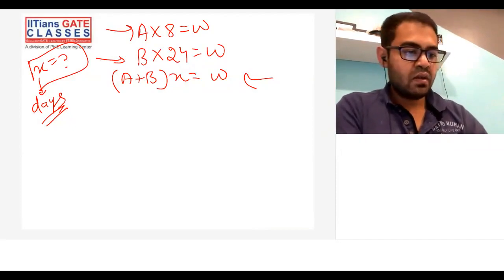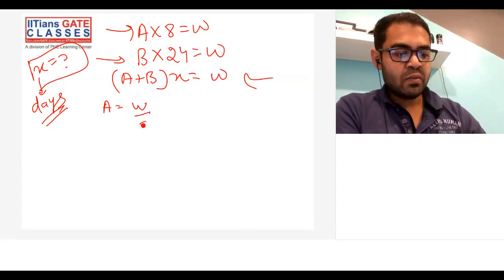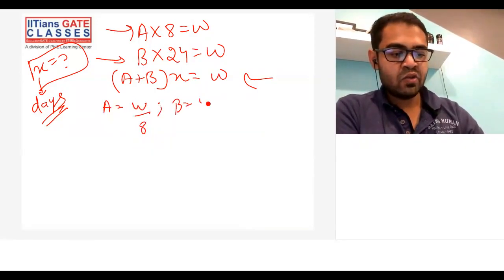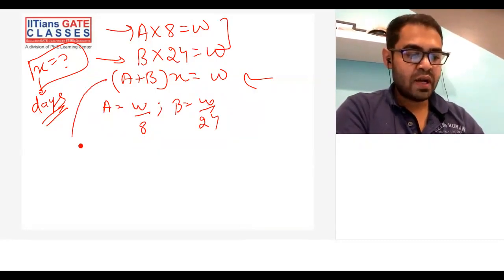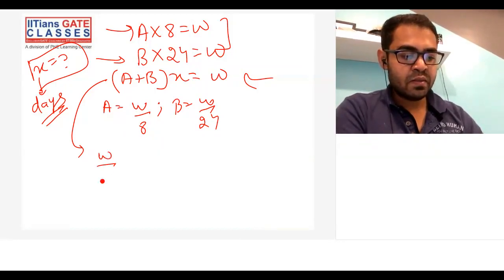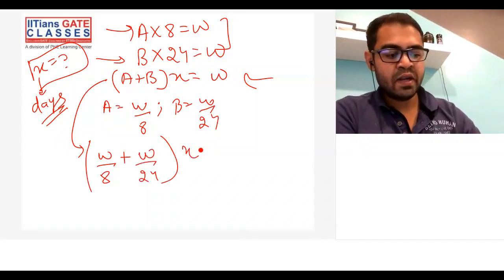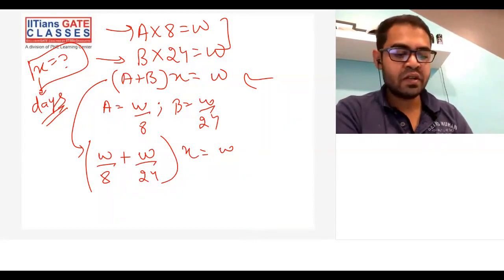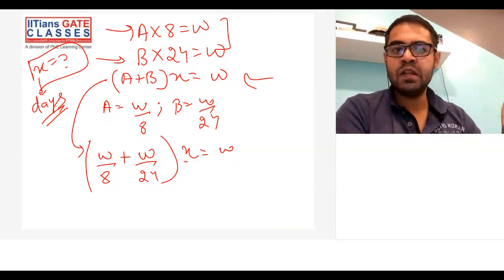All right, so I'll just write a is equal to w by 8 and b is equal to w by 24 from the first two equations. Now I'll take up this equation. I'll replace a by w by 8 and b by w by 24. So a becomes w by 8, b becomes w by 24, and this is how I eliminated a and b, and my whole equation is in terms of x and w. And you see w is common on both sides, so we'll be able to cancel that out. So the only variable remaining would be x.